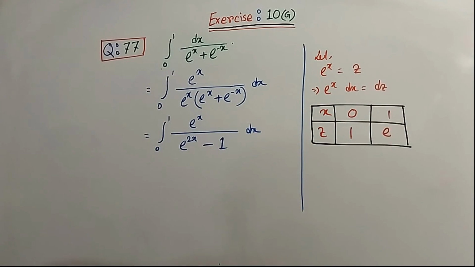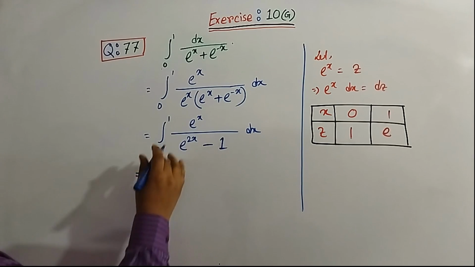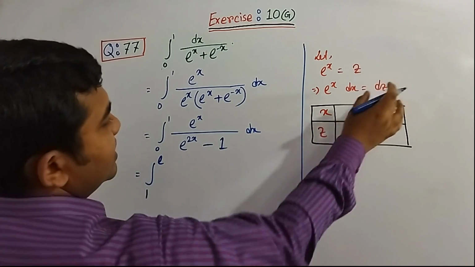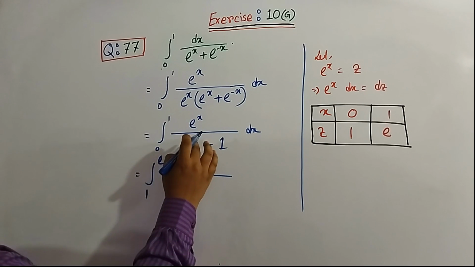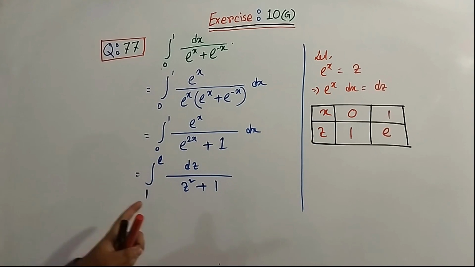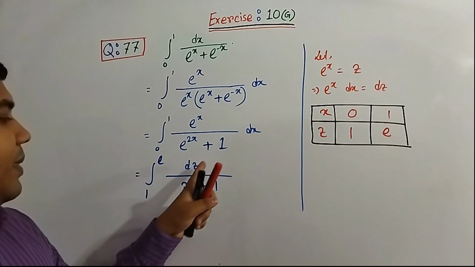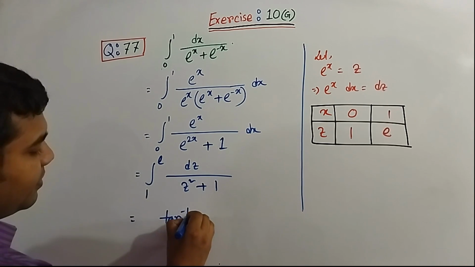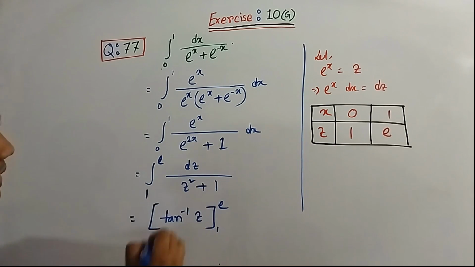So our integration should be like this way: 0 will be replaced by 1, 1 will be replaced by e, and here e to the power x dx is dz, so it is dz over z square plus 1. My dear students, we know the integration of 1 by 1 plus x square, or 1 by z square plus 1, is nothing but tan inverse z, and here we'll have limits 1 to e.